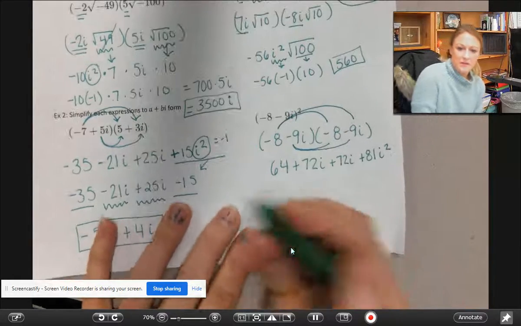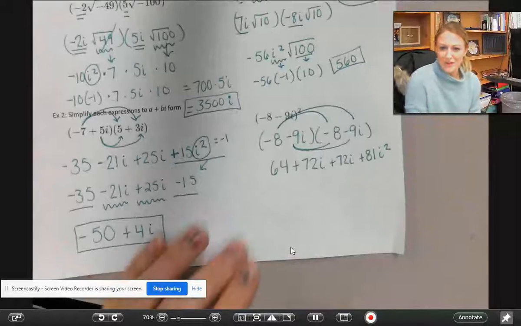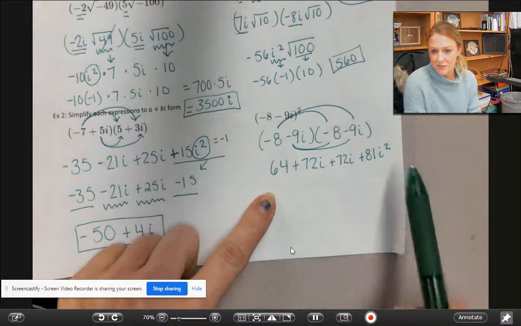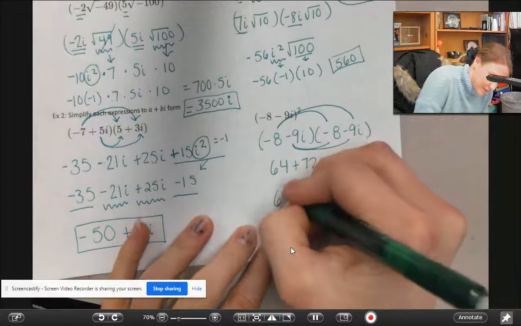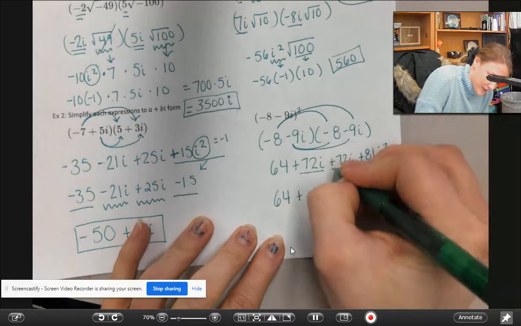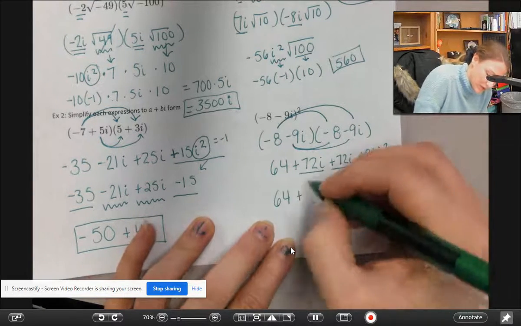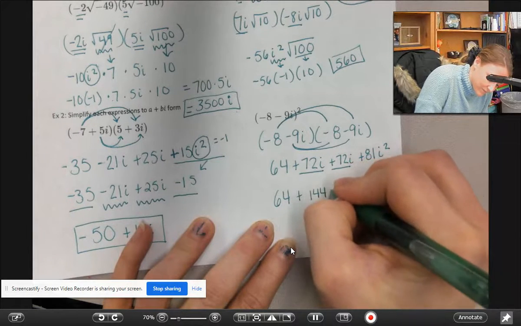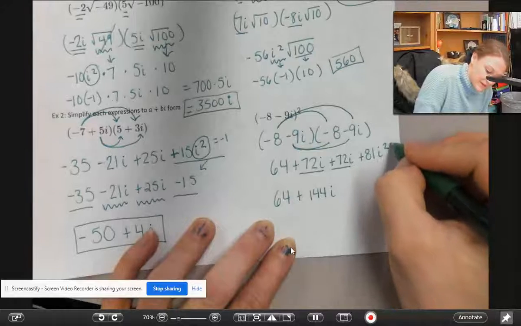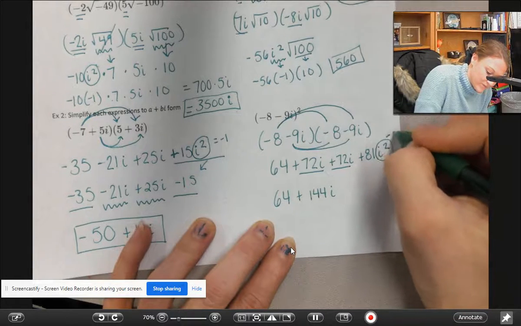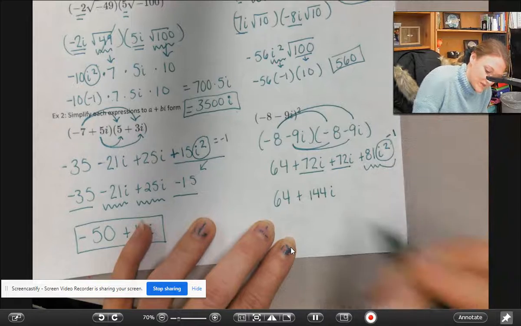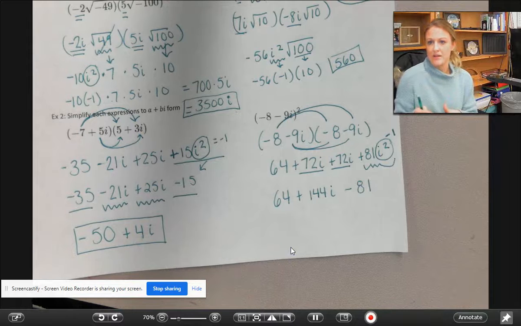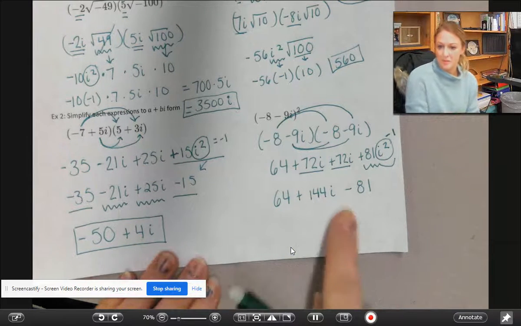Okay. So like I said, it doesn't matter which order you're kind of going with things. Like, remember over here I talked about the i squared first, simplified, then combined. You can combine right now and do that all in one step. So I see a 64, 72i and 72i, right, is going to be 144i. And then this is equivalent to a negative 1. Which means this whole piece is going to be negative 81 now, right? Because you have an 81 times i squared, and i squared is negative 1, so it's 81 times negative 1, which is minus 81.